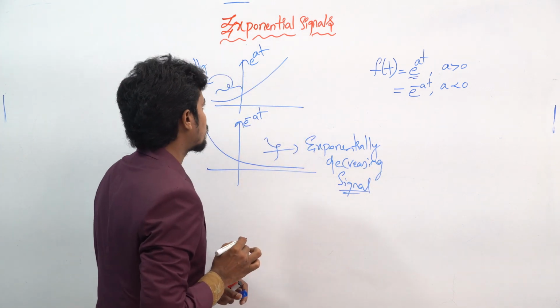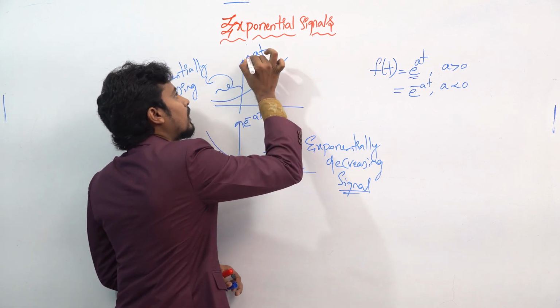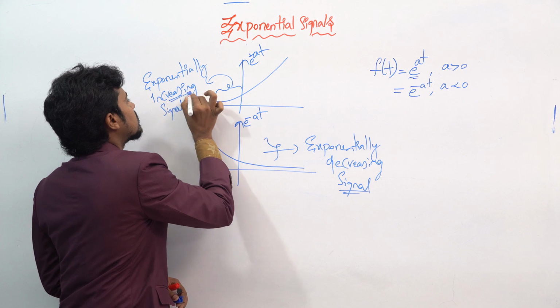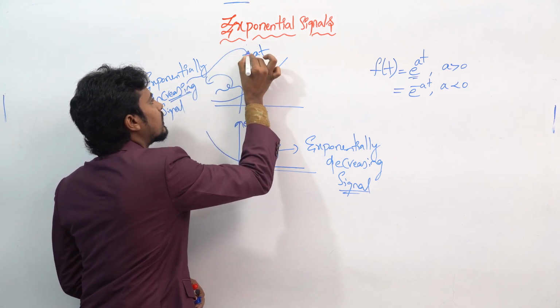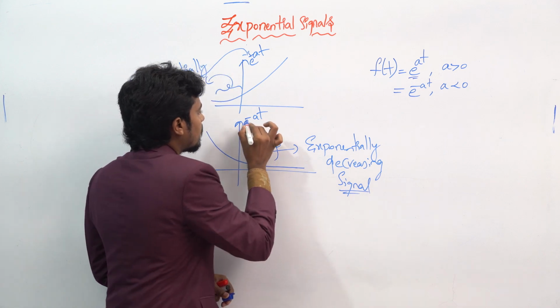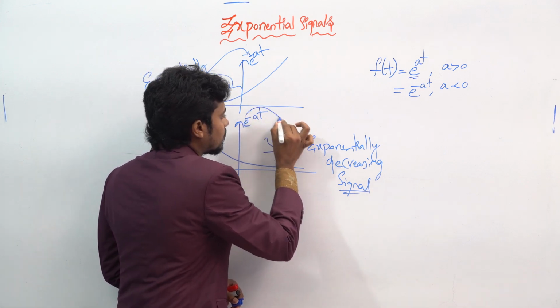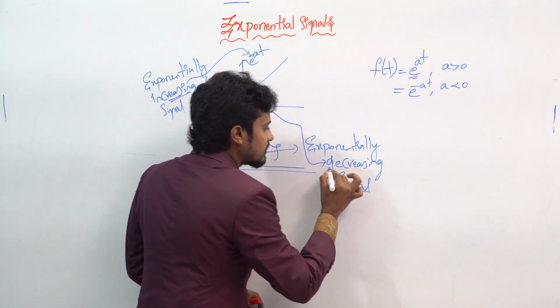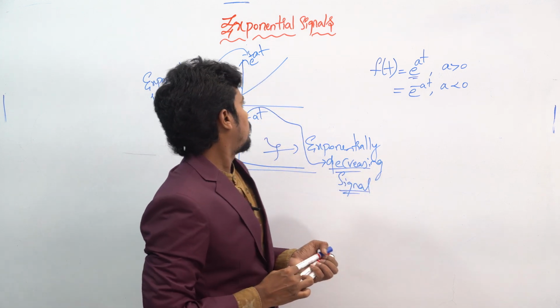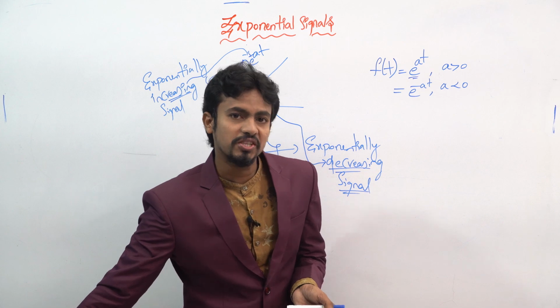Here you can observe this will be the plus term. For this plus you will get an increasing function or increasing signal. For this minus notation you will get a decreasing signal or decreasing function. Now let's see the small questions based on this exponential signal.